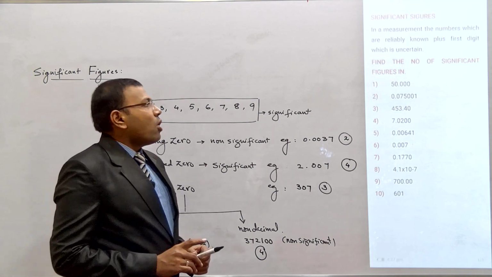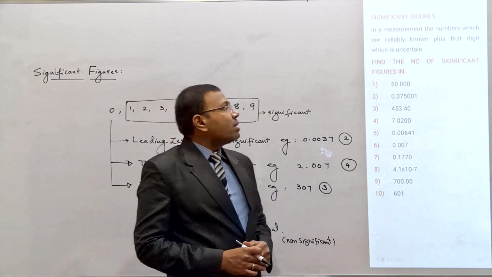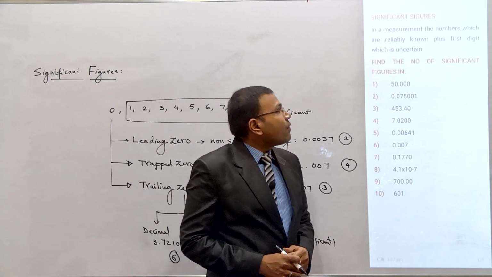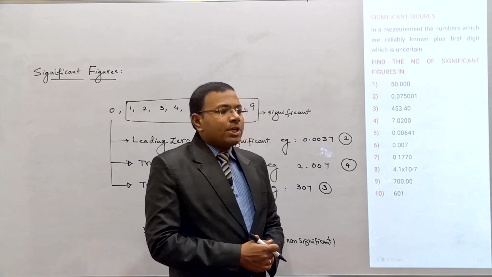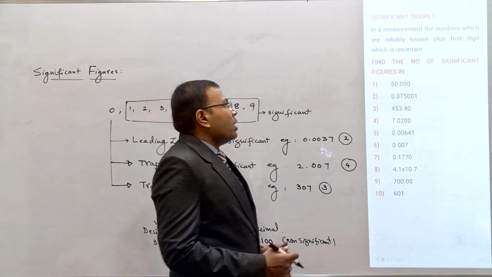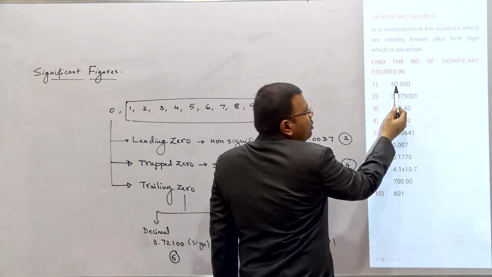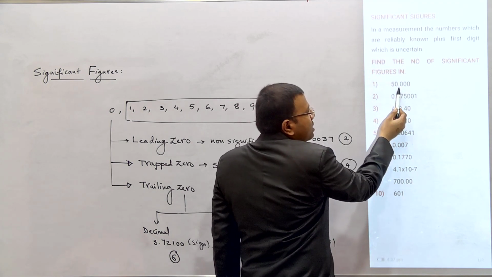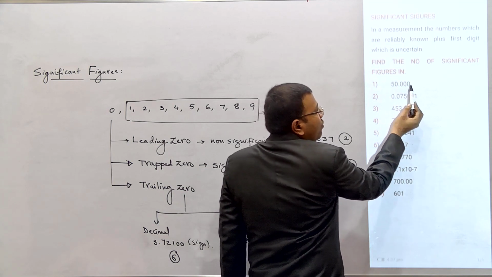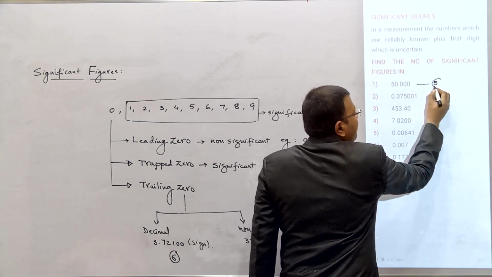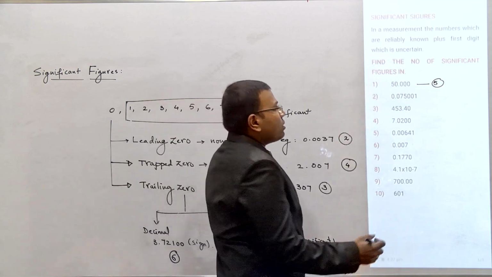Now let us go for the first question. Find the number of significant figures in 50.000. How many significant figures do we have? Let us see. This is 1, 2, 3, 4, 5. Last we are having a decimal, and these zeros must be included. So 1, 2, 3, 4, 5. 5 significant figures are there here. Simple.